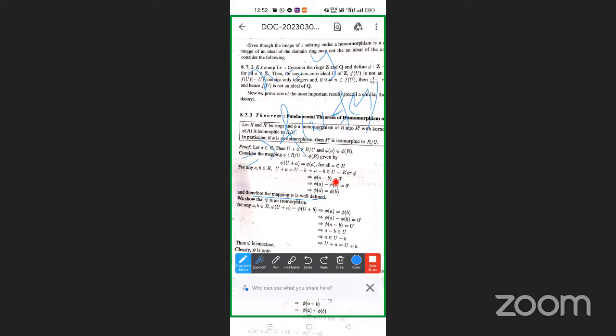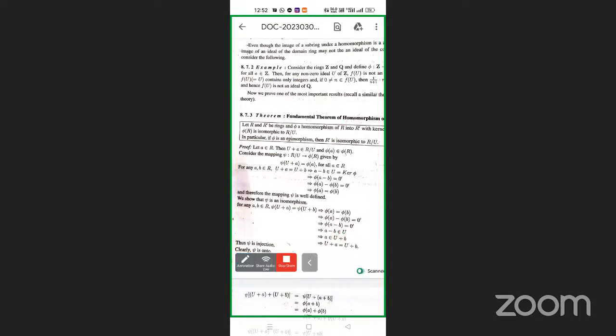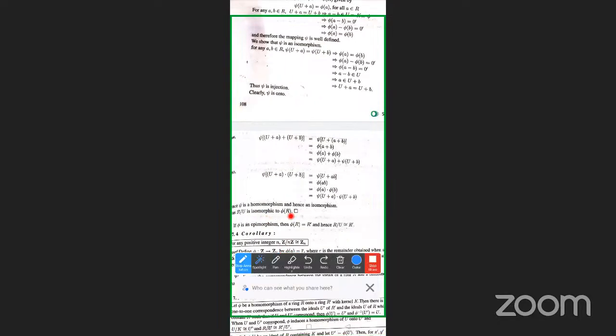Next step, the isomorphism. The first condition is the one-one condition. Next, the onto condition. So psi is injective and clearly psi is onto. Next, the homomorphism conditions: psi of a plus b equals psi of a plus psi of b, and psi of a times b equals psi of a times psi of b. Then we can say that R/U is isomorphic to pi of R. So this is the theorem. I will explain in the next class; there is not sufficient time.